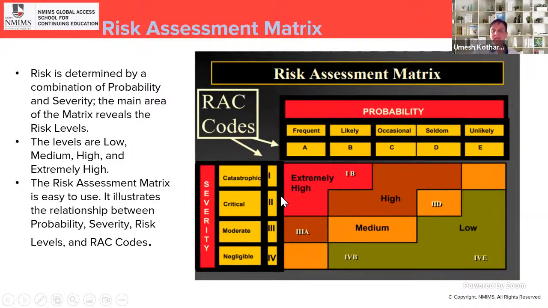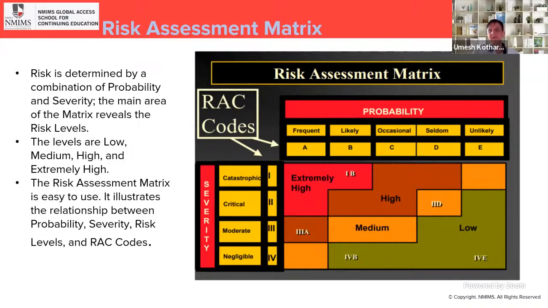So extremely high is obviously anything which is frequent or likely, and the severity is catastrophic or critical. Probability is occasional, but catastrophic or critical, and unlikely is the other way around. So anything which is moderate or negligible and unlikely is actually low as far as your risk assessment is concerned.